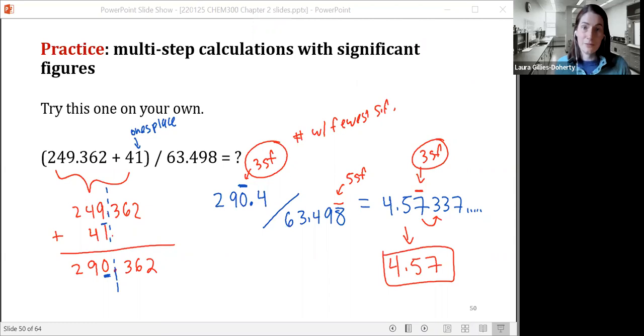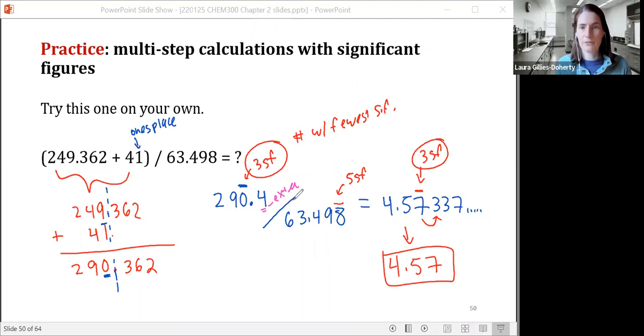So again, for multi-step calculations with sig figs, do the steps following the order of operations. For each step that you do, keep track of the sig figs for that step. But then when you go on to the next step, don't round it to that number of sig figs quite yet. Keep one extra number. And then when you get to your final answer, you round to the correct number of sig figs based on whatever operation you did before your final answer.